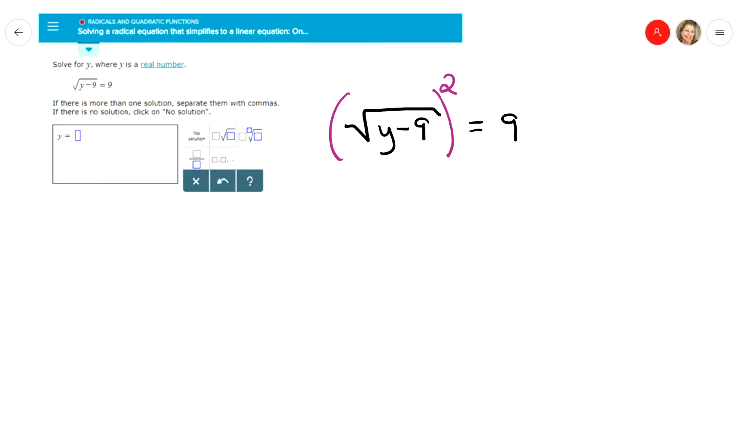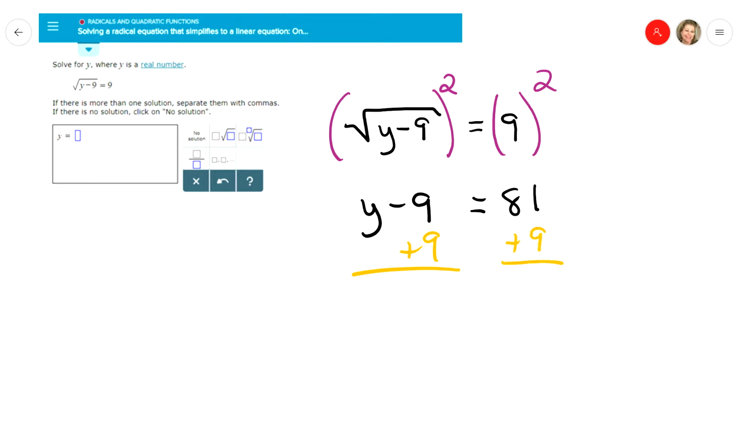Of course, what you do to one side, you got to do to the other. So I'm going to have to square this side. The square will cancel out the square root, and that's going to leave me with just the y minus 9. On the other side, 9 squared, that's 81. And then all I have to do to solve for y is add 9 to both sides.